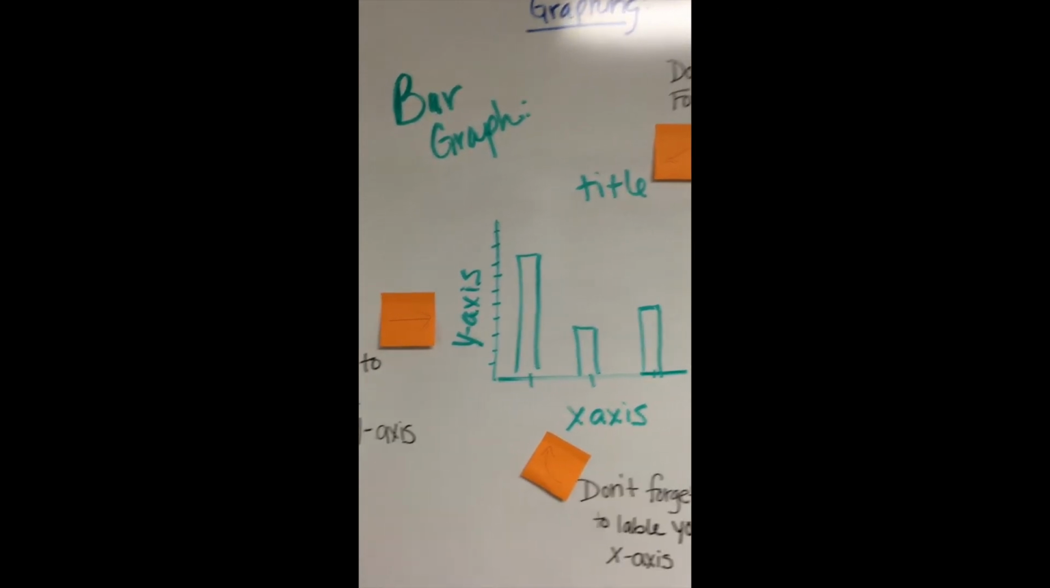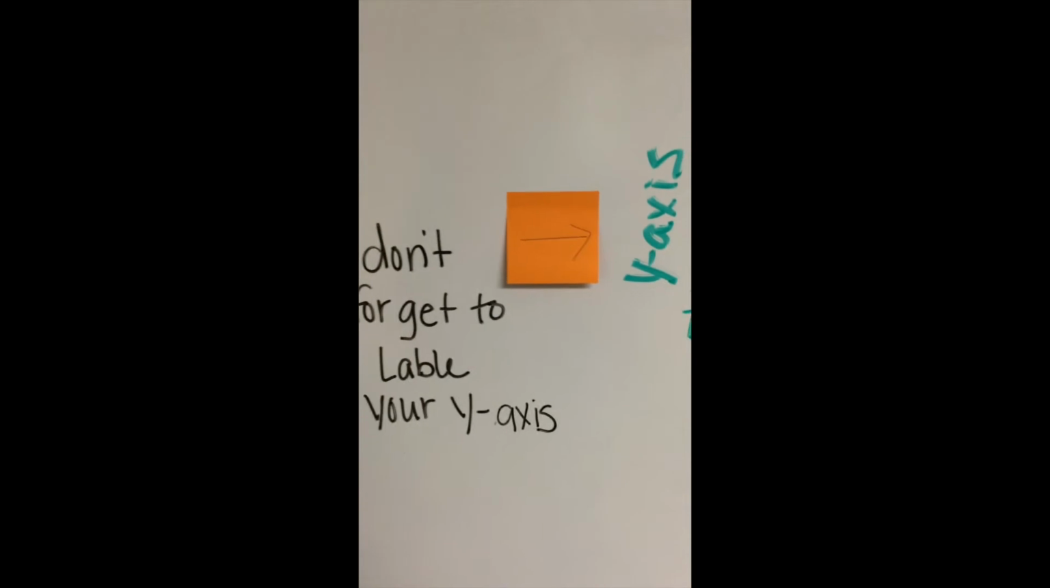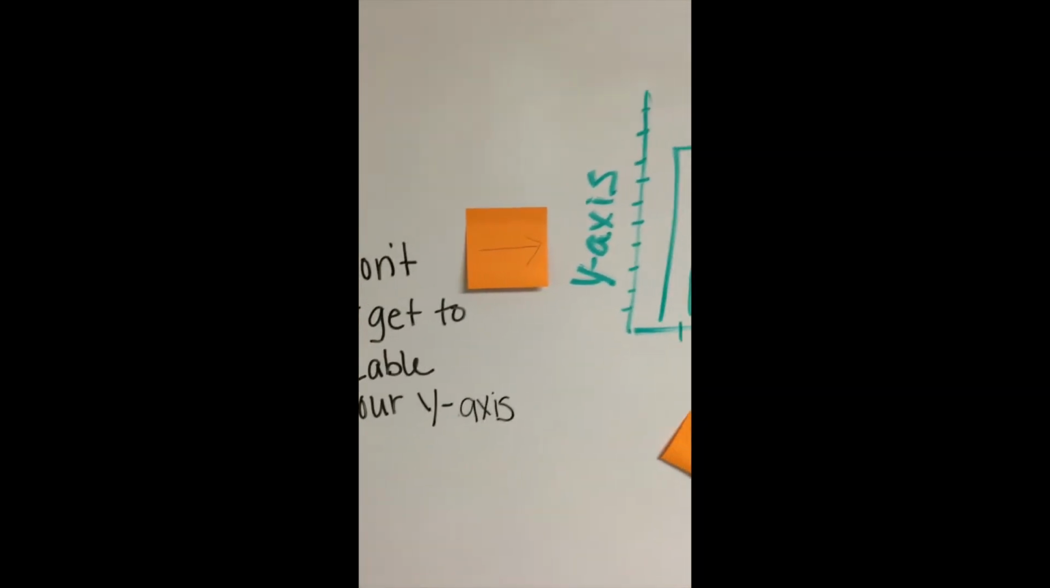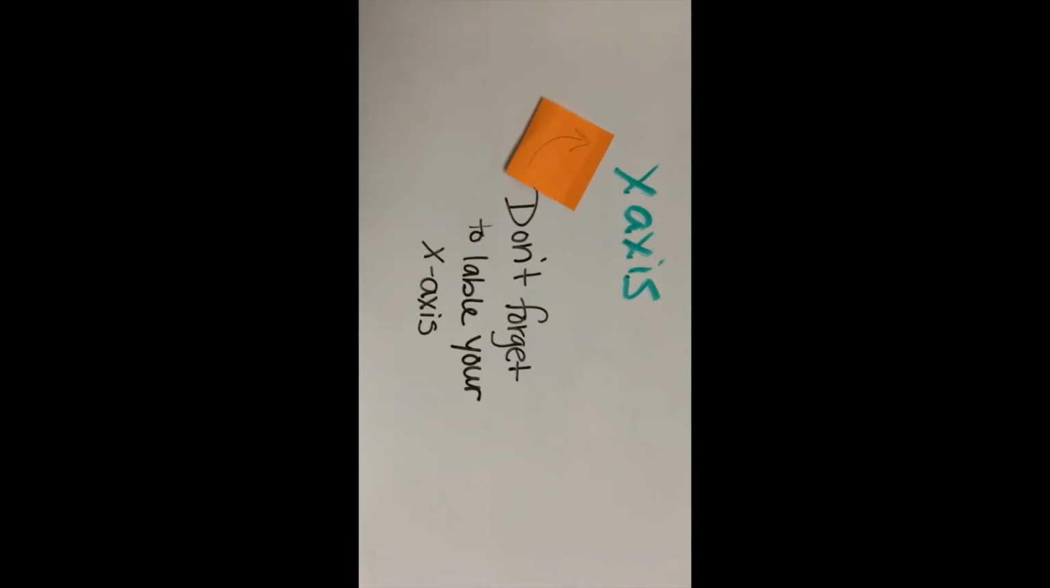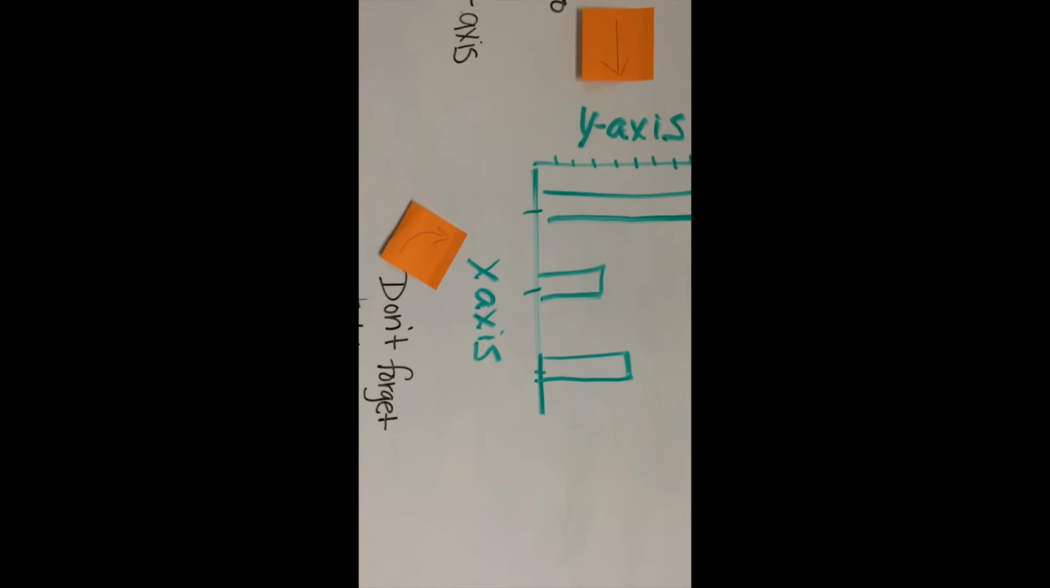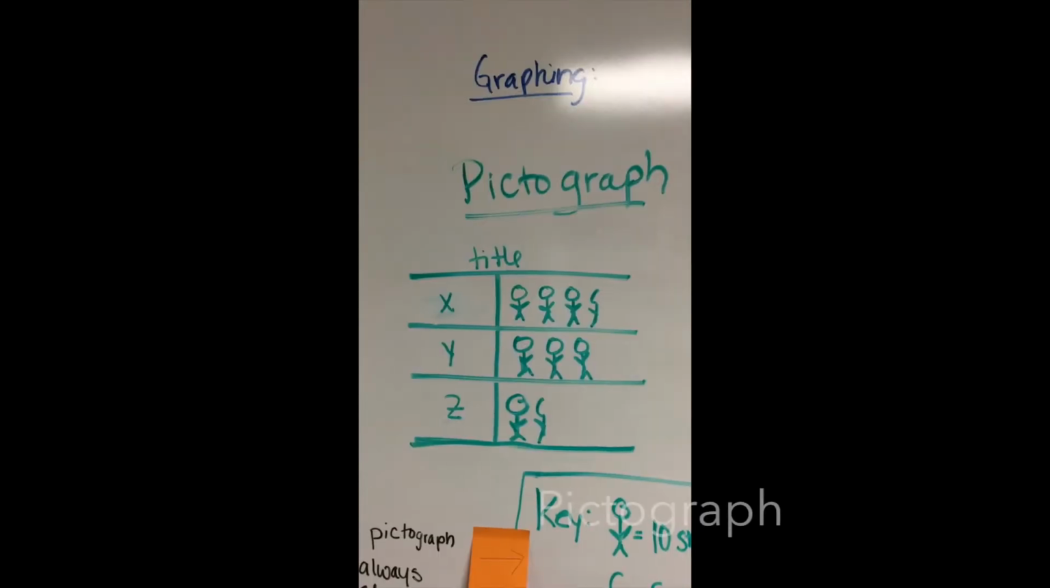A couple of things to remember. First, don't forget to label your y-axis. Remember, your y-axis goes up the paper. Next, don't forget to label your x-axis. Also, your x-axis cuts across the paper. And finally, before you turn your graph in, don't forget to label your title.